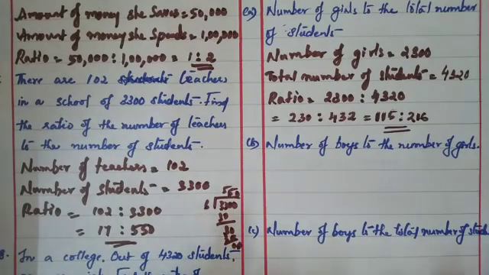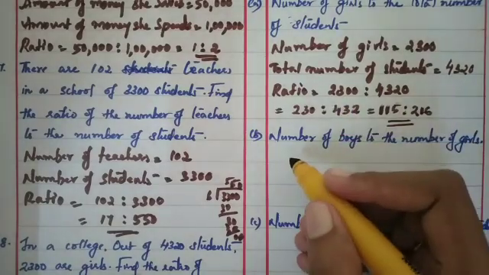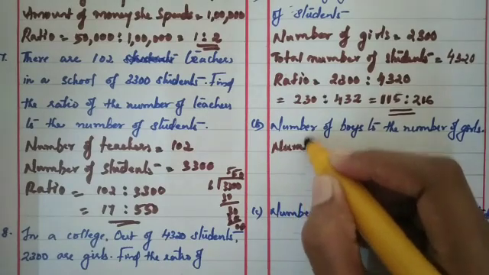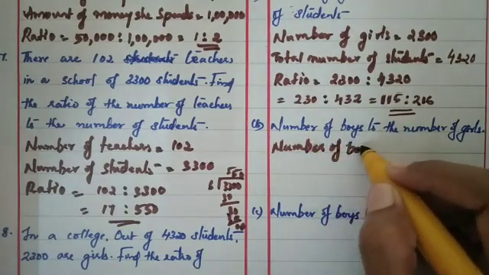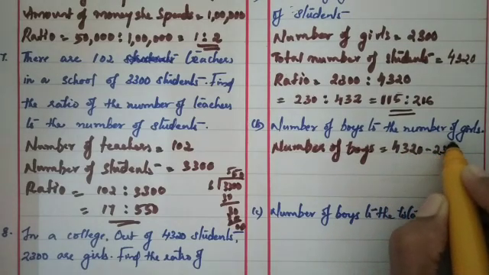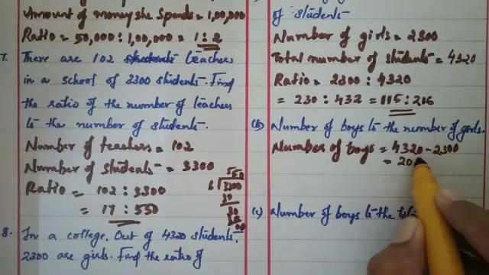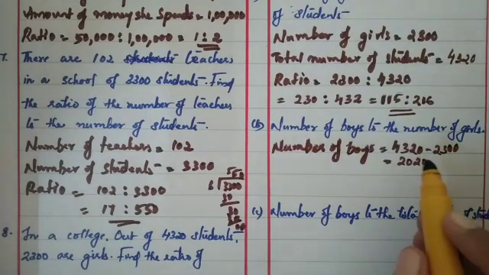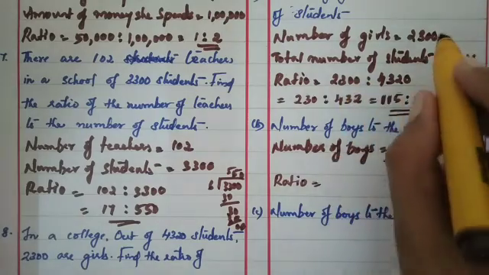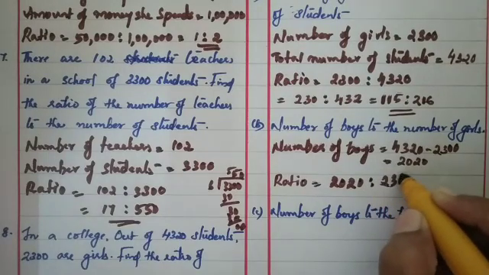Okay. Then next, number of boys to number of girls. Here you have to find out the number of boys. Okay. Number of boys equals 4,320 minus 2,300. The answer is 2020. Number of boys is 2020. Then you have to write the ratio. Number of girls, how much? 2,300. 2020 is to 2,300.